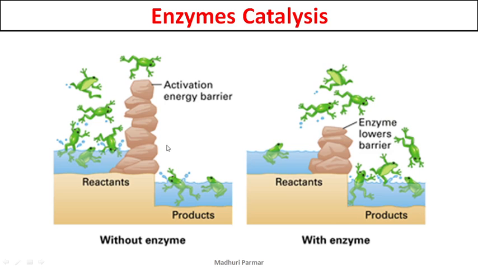Now let us say that you broke down this wall, you took out some of these stones so that the wall is smaller. Now a lot of frogs will be able to go from this side to the other side, from reactant side to the product side. This thing is done by the enzymes. It is just removing this barrier. It is removing the activation energy barrier so that more reactants can go into the product side.